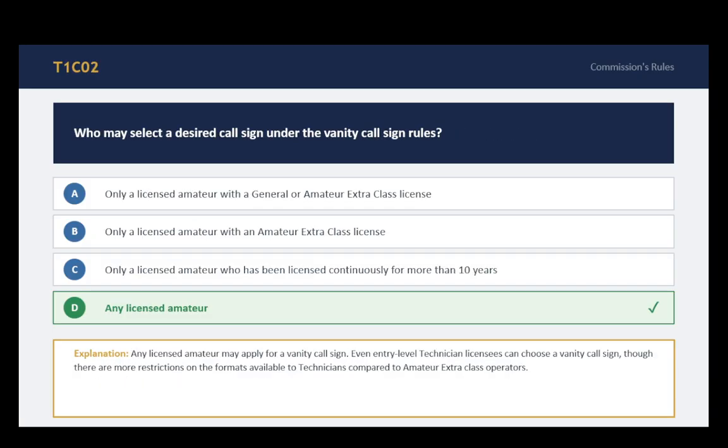Who may select a desired call sign under the vanity call sign rules? D. Any licensed amateur. Any licensed amateur may apply for a vanity call sign. Even entry-level technician licensees can choose a vanity call sign, though there are more restrictions on the formats available to technicians compared to amateur extra class operators.